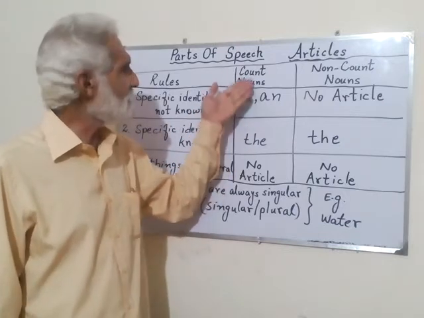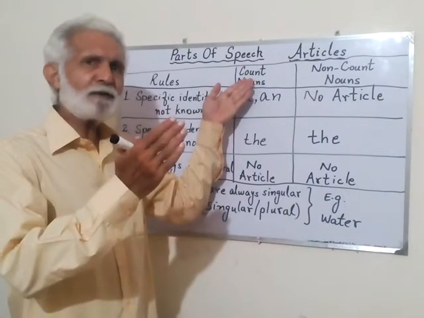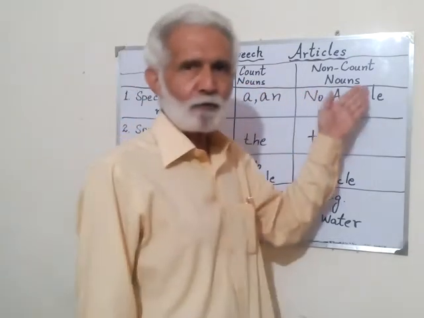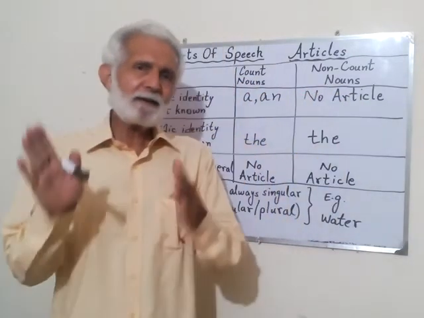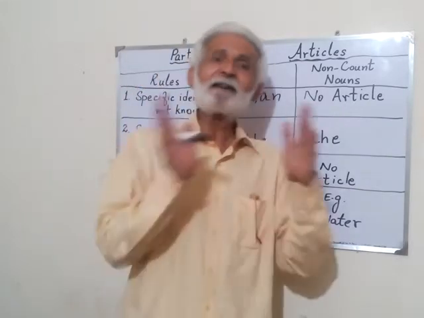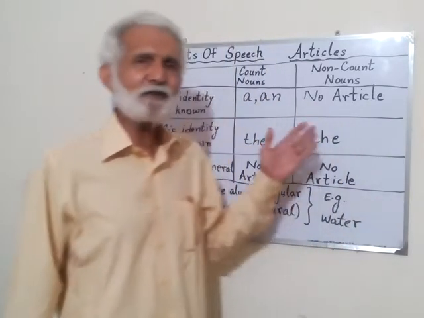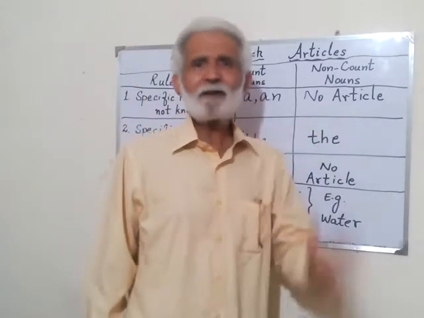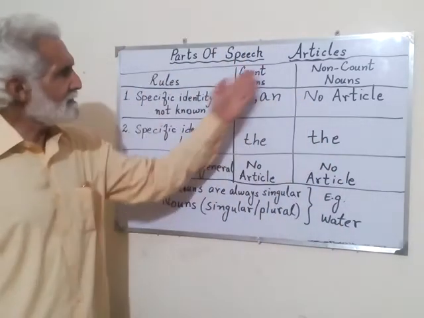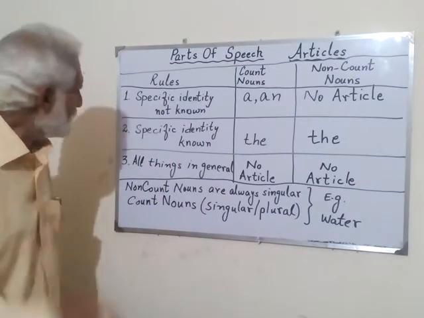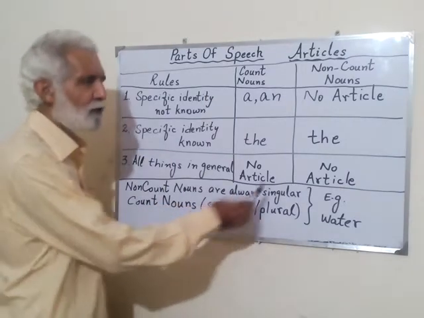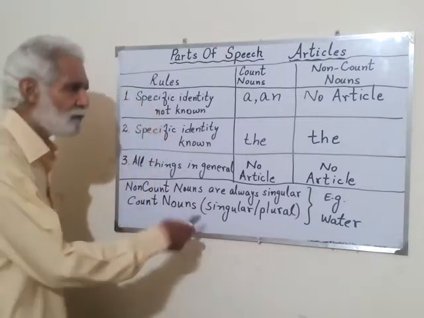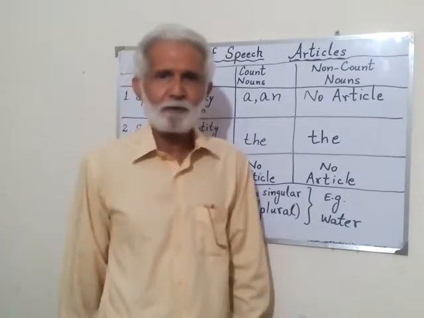You have to find that noun before which we are using an article, either a count noun or a non-count noun. When you find that the noun is countable or uncountable, then what the rule says is how you will use the article there. First, understand what a count and non-count noun is. Non-count nouns are always singular, that we cannot count, and count nouns may be singular or plural.